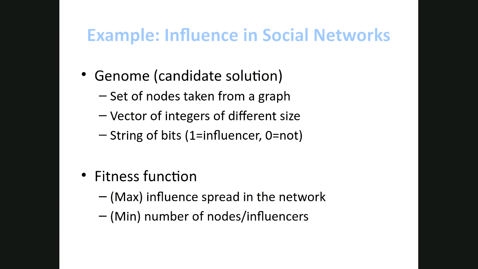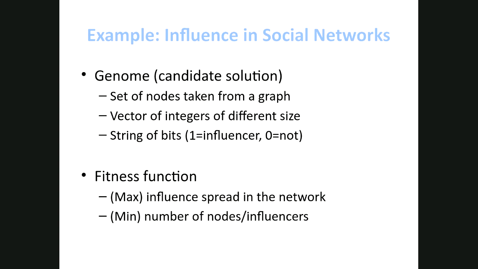Your genome, the candidate solution, is going to be a set of nodes taken from a graph that is representing a social network where you have some nodes and people and other nodes that are connected to them. So, for example, you have a graph representing YouTube, and you have a node representing PewDiePie, and you have lots of incoming edges for that. I would like to make some examples for the French YouTube community, but I don't know it well enough.